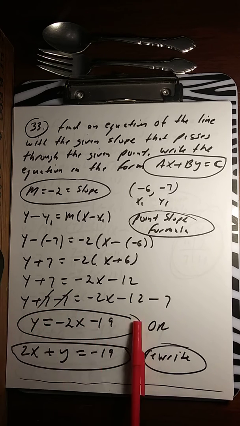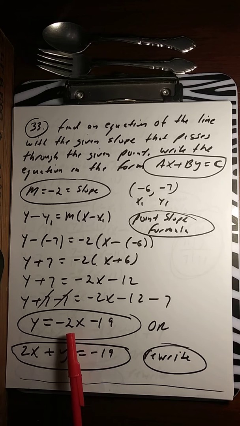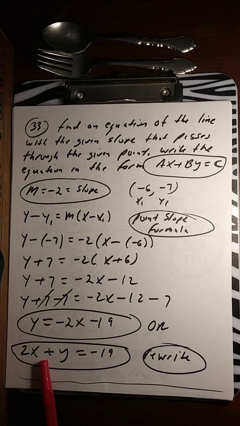This is one form. Or we can do it the other way. See the 2x right here? Bring it to the other side, make it positive. So negative 2x plus y equals negative 19. Rewrite it in that form.